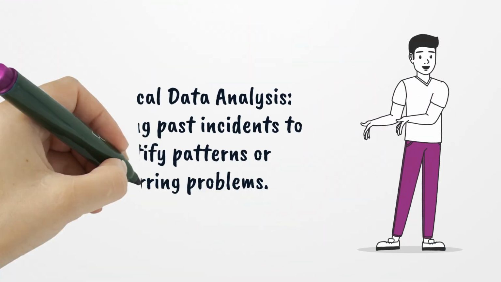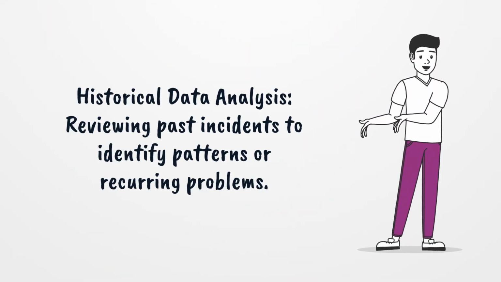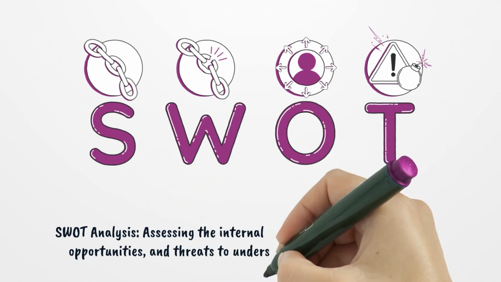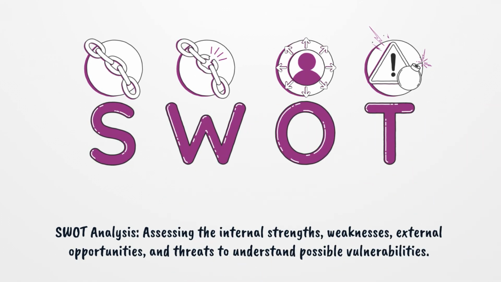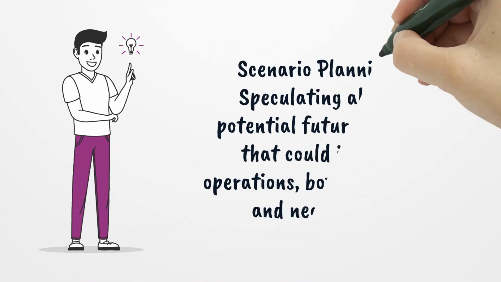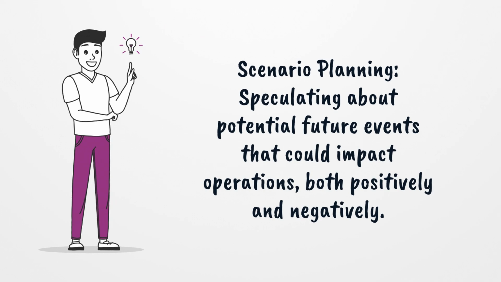Historical data analysis. Reviewing past incidents to identify patterns or recurring problems. SWOT analysis, assessing the internal strengths, weaknesses, external opportunities, and threats to understand possible vulnerabilities. Scenario planning, speculating about potential future events that could impact operations, both positively and negatively.